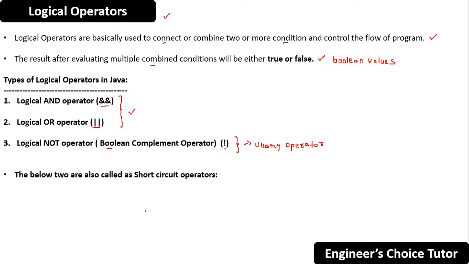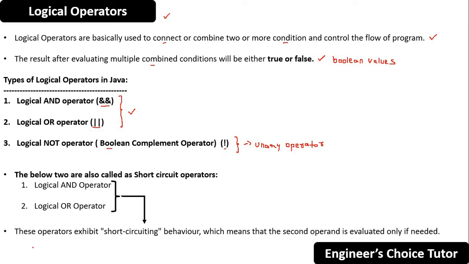The two are also called short circuit operators. Which two? Logical AND and logical OR. Why are they called short circuit operators? There is a reason. These operators exhibit short circuiting behavior, which means that the second operand is evaluated only if needed, right? The second operand evaluation depends. If it is needed, then only your compiler will evaluate that. Is it clear? That much is clear?